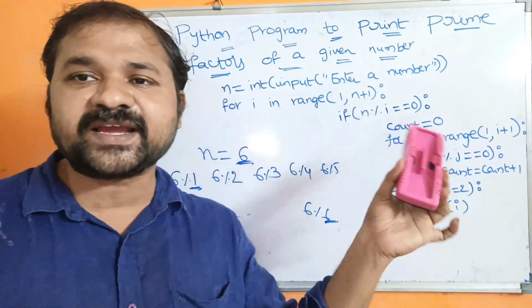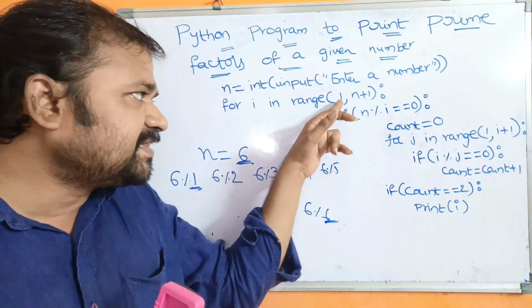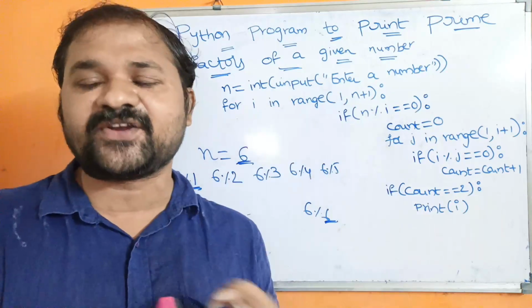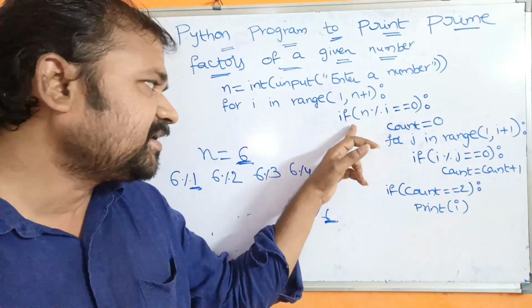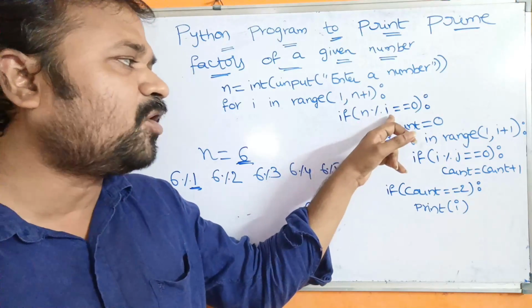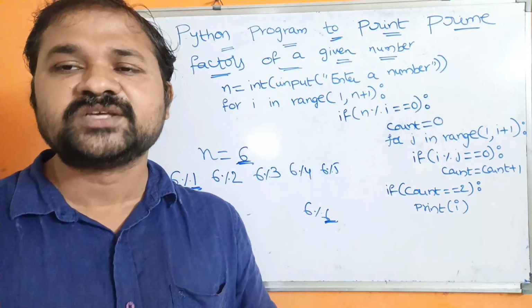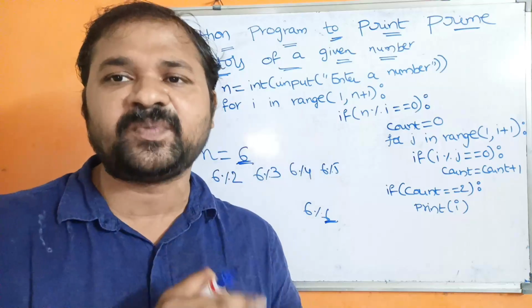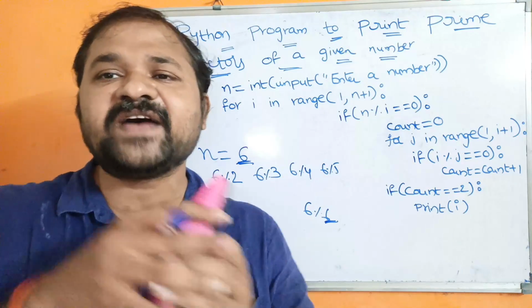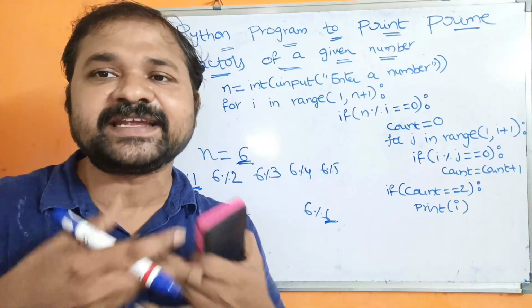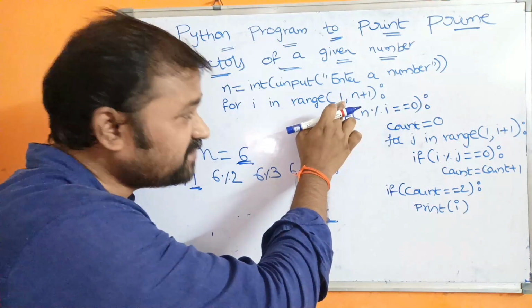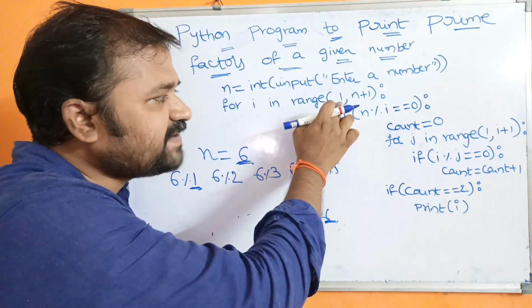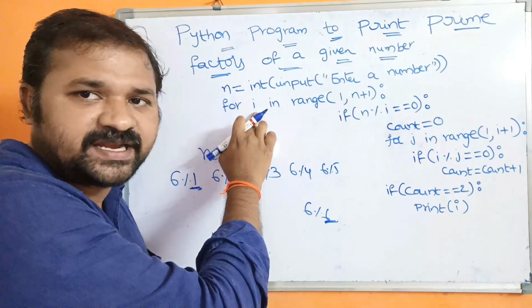We have to check whether that number is a factor or not. In order to check whether that number is a factor or not, here we are using this logic. If n modulo i double equal to 0, that means if you perform the modulo operation and we get the remainder value as 0, then we can say that it is a factor. In the first iteration, the initial value is 1, so 1 will be stored in i.